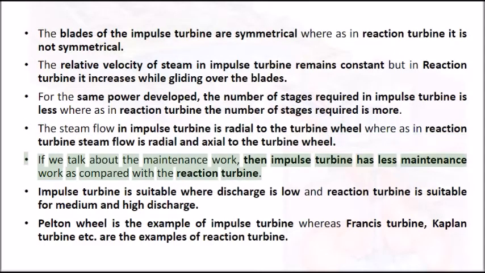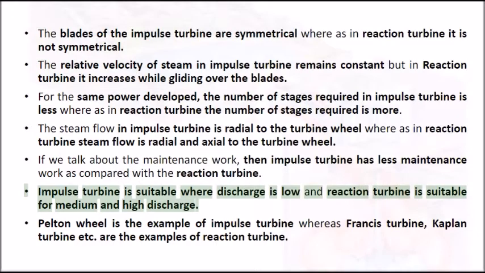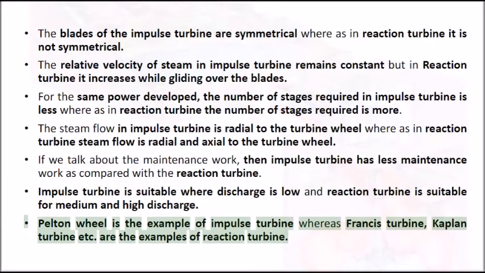If we talk about the maintenance work, then impulse turbine has less maintenance work as compared with the reaction turbine. Impulse turbine is suitable where discharge is low, and reaction turbine is suitable for medium and high discharge. Pelton wheel is the example of impulse turbine, whereas Francis turbine, Kaplan turbine, etc. are the examples of reaction turbine.